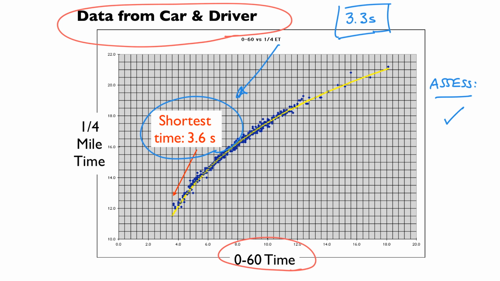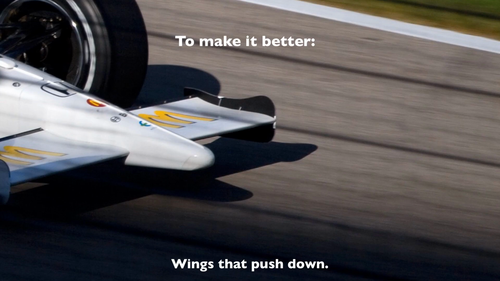Now, there are things that you can do to achieve a bigger acceleration, and let's take a look at one. This is something we'll talk about later, but you can get a better acceleration if you have wings that push down. So check out the wings on this Formula One racer. The wings actually push the car into the road surface.